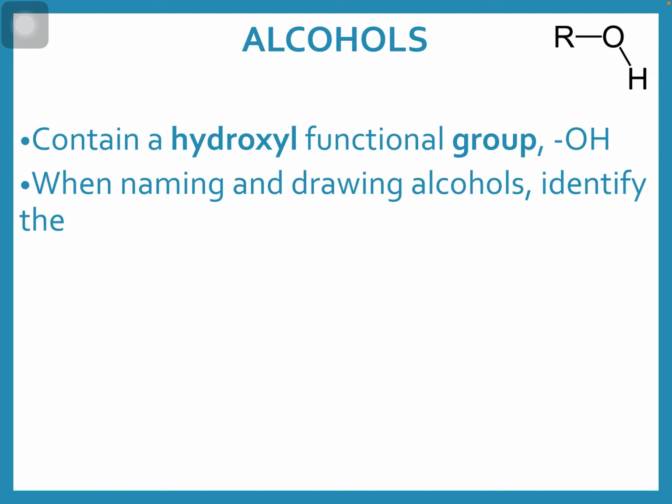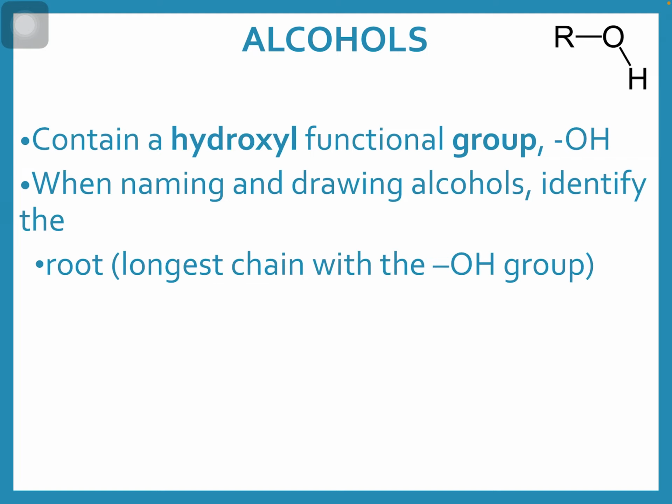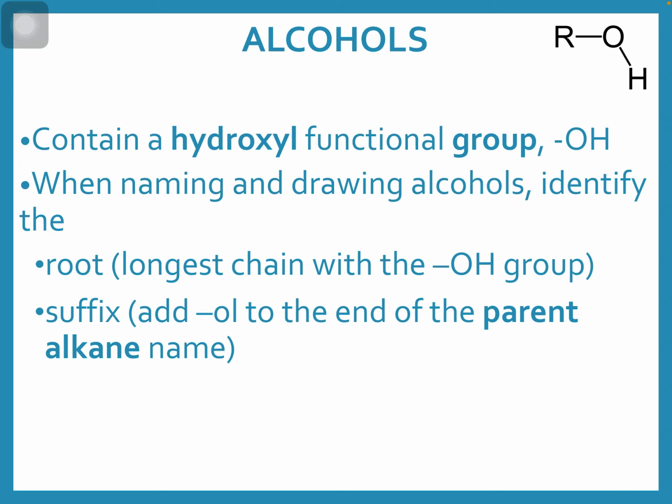When we name alcohols and when we draw them, we're going to identify first the root, or the longest chain that has the hydroxyl group attached to it. Then we're going to identify the suffix of that based on the number of carbons in that chain, and we're going to change the ending of that parent alkane to OL. So we're going to chop off just the E, and then add OL to that.